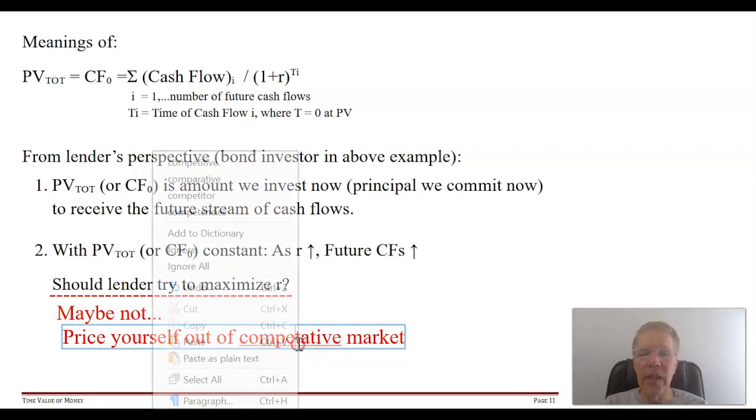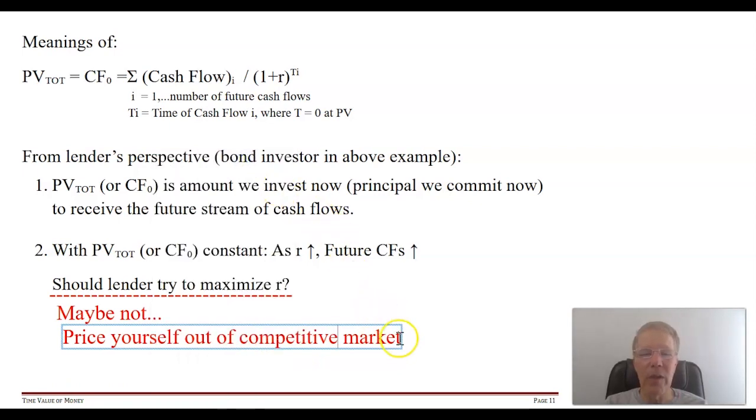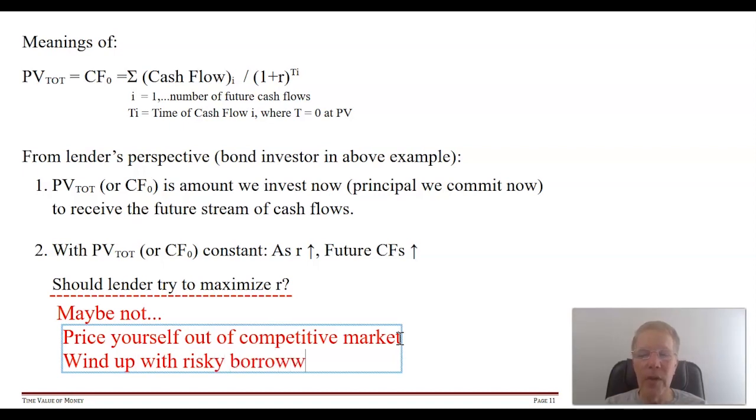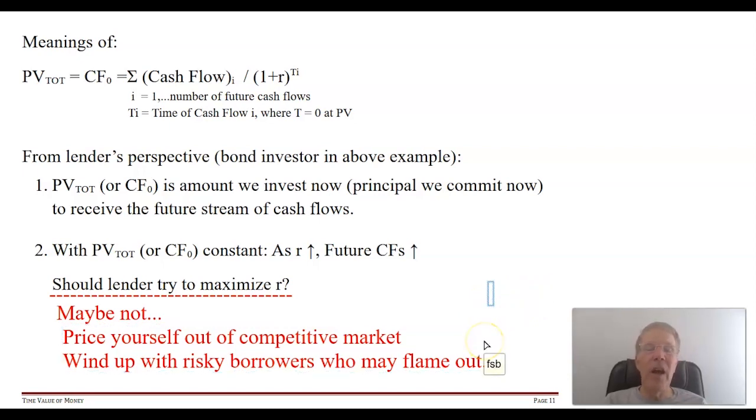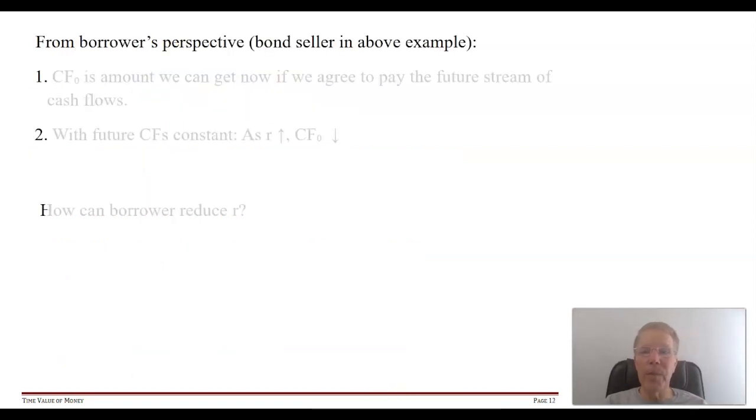Okay, and the other one is, if we can correct my spelling there, you price yourself out of the market, number one, and number two, if you don't do that, you wind up with risky borrowers. Risky borrowers who may flame out. That's why they're risky. They have a higher probability of not following through on all the terms of the contract. So now let's think from a borrower's perspective.